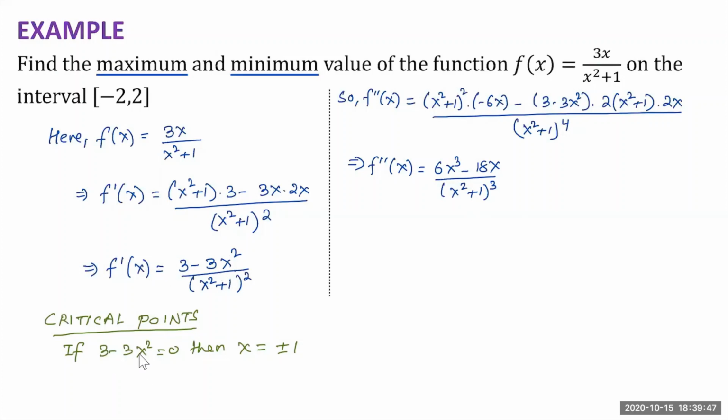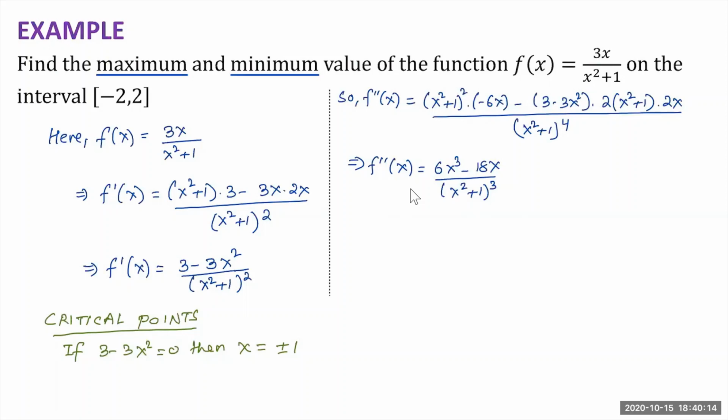So when this first derivative is 0, then we get x equal to plus or minus 1. So these are the critical points. These are the values at which the function has the maximum or minimum value. The function will be maximum when the second derivative is negative, and the function will be minimum when the second derivative is positive. So we are going to put these values into this function to see whether we have a maximum or minimum value.